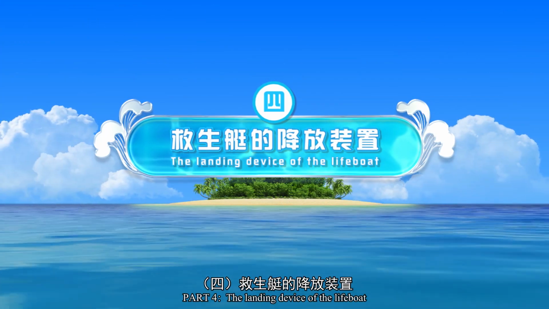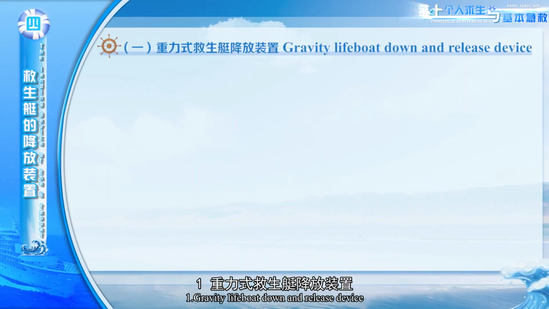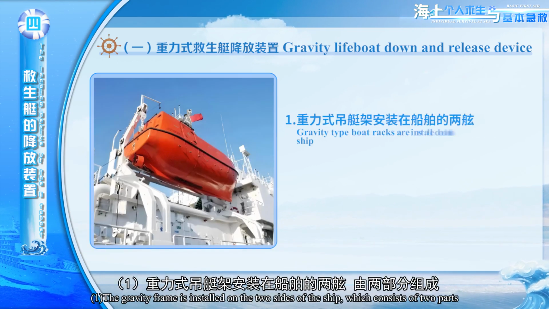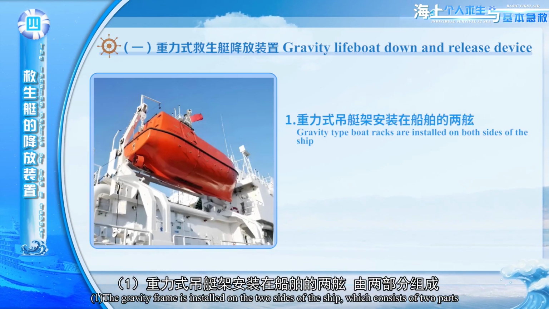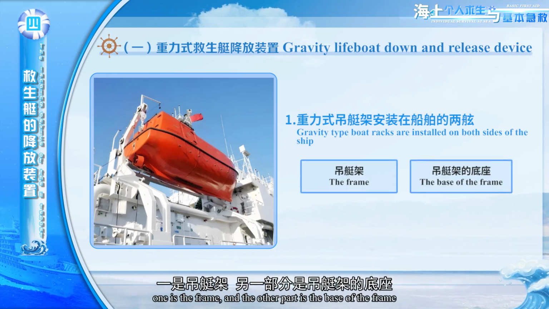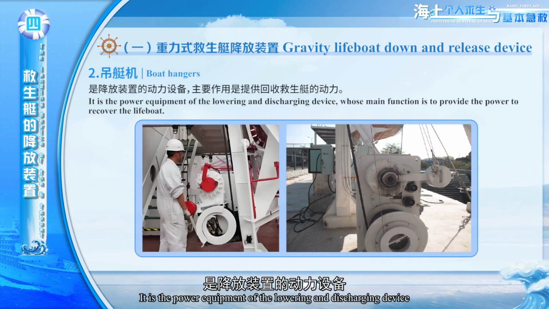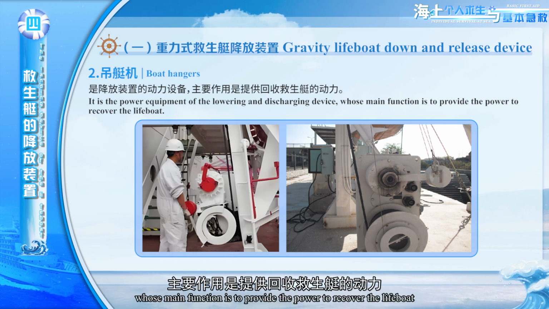Part 4. The launching device of the lifeboat. 1. Gravity lifeboat lowering and release device. 1. The gravity davit is installed on the two sides of the ship, and consists of two parts. One is the frame, and the other part is the base of the frame. 2. The boat winch is the power equipment of the lowering and hoisting device, whose main function is to provide the power to recover the lifeboat.